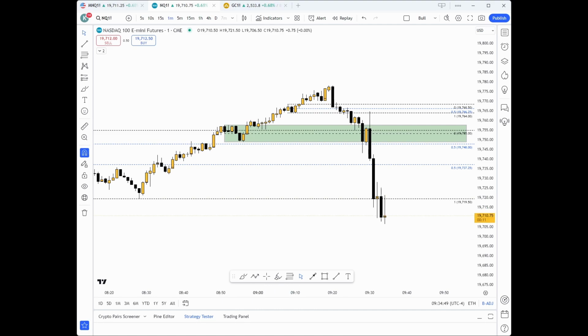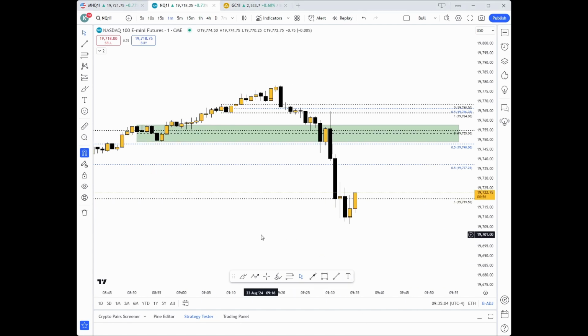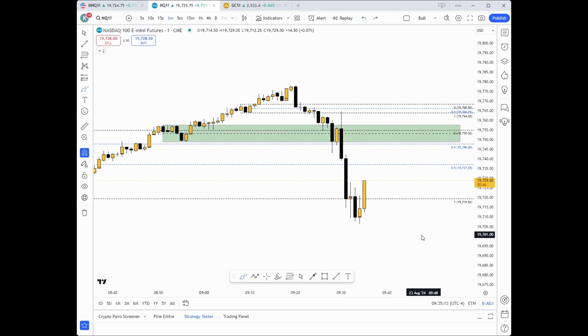Order submitted. Right? So really good defense here. There's the push, finally. At least into this imbalance, which will likely take us back down. Should we hold here, then we get our move, right?